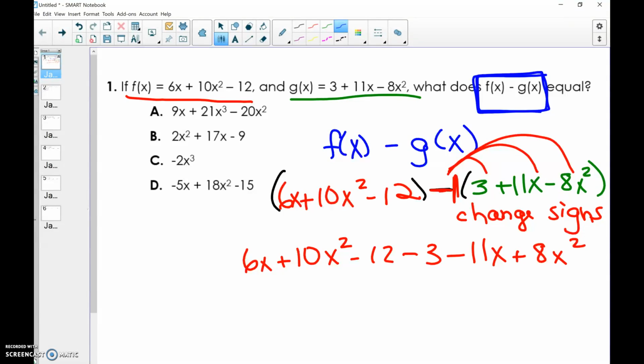Next, we're going to start combining like terms. I have a 6x here. I can only combine that with other things that have just x. So that would be that one. 6 minus 11 is -5x. I'm going to put that in the middle.